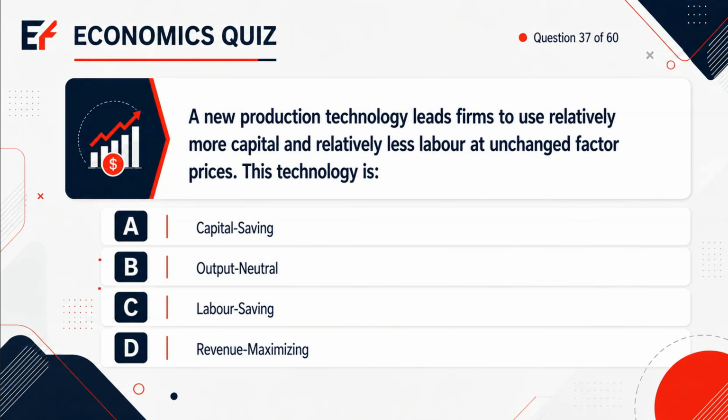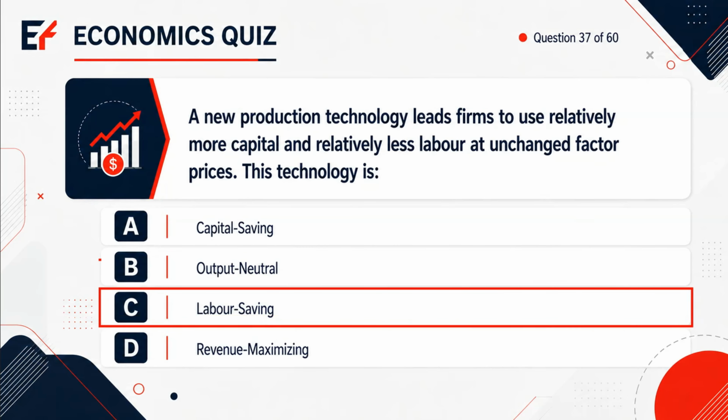Let's identify the effect on input use. Labor-saving technological change allows firms to produce using relatively less labor and relatively more capital when factor prices remain unchanged. For example, automated equipment may replace tasks previously completed by workers. Therefore, the technology shifts the cost-minimizing production method toward capital and away from labor.